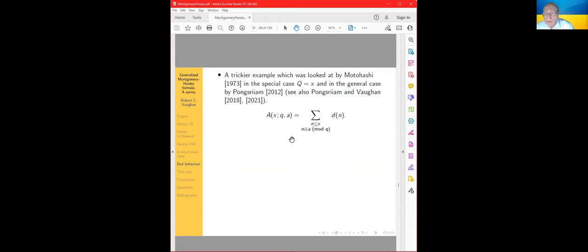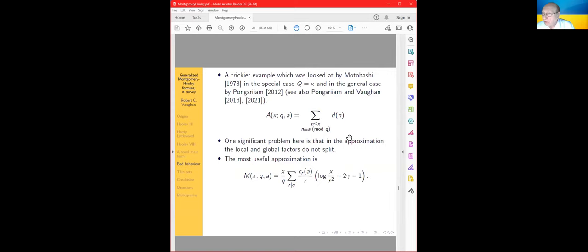Another example, which is a little bit more complicated, was looked at, I think, in a special case by Motohashi and then by Pongsriiam, the divisor function. The interesting thing about the divisor function is that the main term, the approximation, doesn't factor into local factors in the way that all the other examples do. There's a mix of the local factors and the x. It's a real nuisance, right? And there's no way of avoiding it. That in itself is of interest. And this approximation, which we ended up using, is again the major arc approximation of the kind that we discussed before.